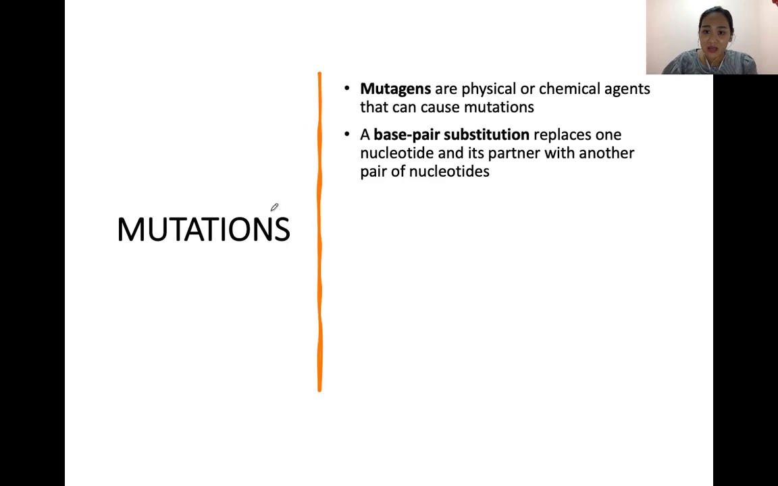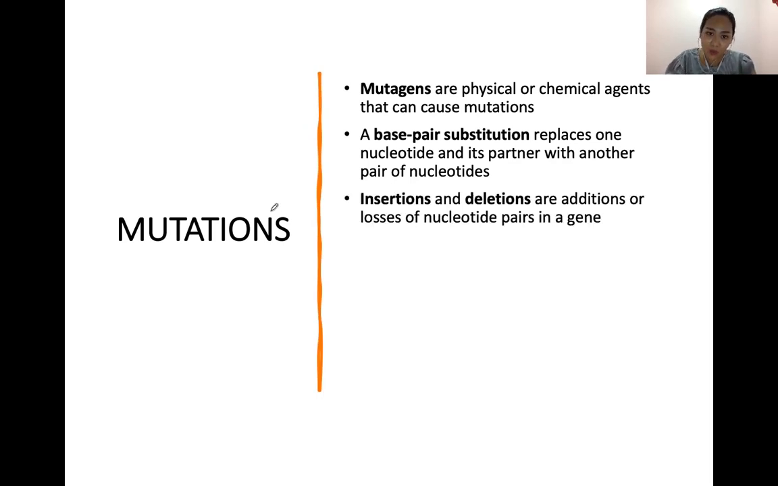There is a base pair substitution, from the term itself. A base pair would be your complementary bases, one base that pairs with the other, and this base pair will be substituted with a different base pairing. Okay, so this can result in a change in amino acid sequence, but it can also not result in a change in amino acid sequence. We will discuss more on that later.